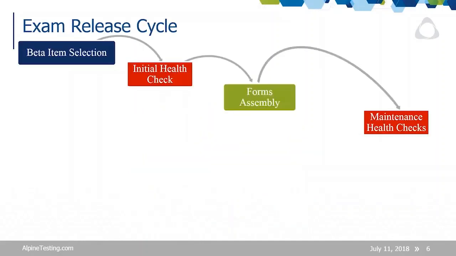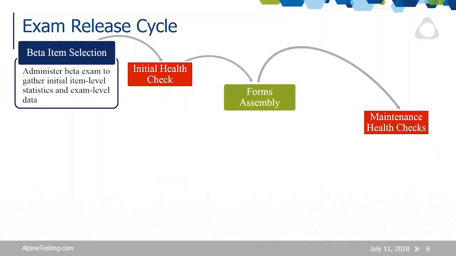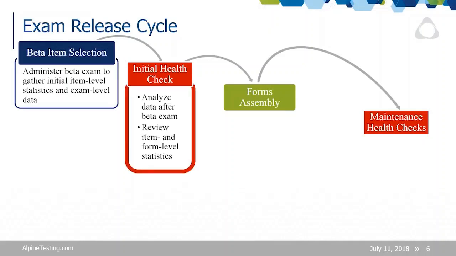But for that first box, for an exam release cycle, the typical cycle that you might see, although there could be some variations, is you start with a beta item selection. This would be where you administer a beta exam, operational beta, and you want to gather some initial item statistics, exam level statistics, and see how is everything doing. Once you've gathered that and you've given it out to some candidates, you bring it back in, and this is what we call a health check. We would do an initial health check where we analyze the data after that beta exam and start to review the item and form level statistics.